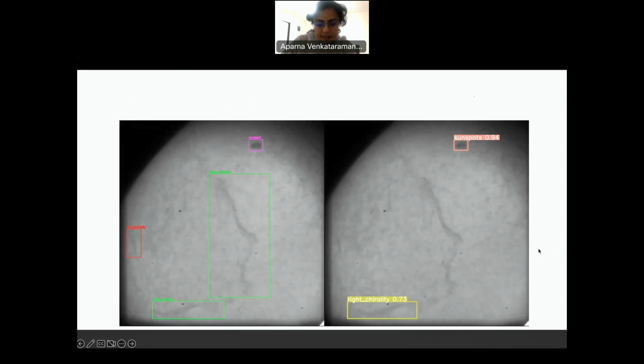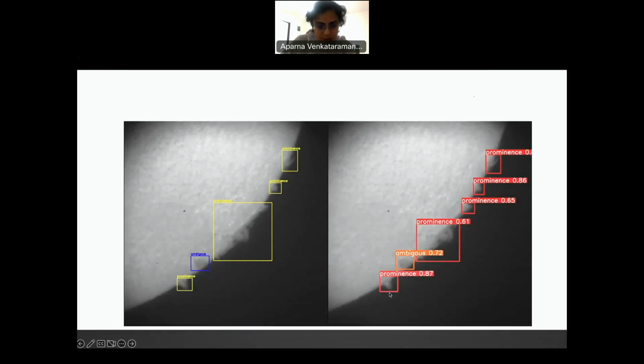In this case, it fails to detect some of the filament features, like this big filament and one of these smaller filaments. In the case of prominences, it seems to be detecting all the prominences very well.